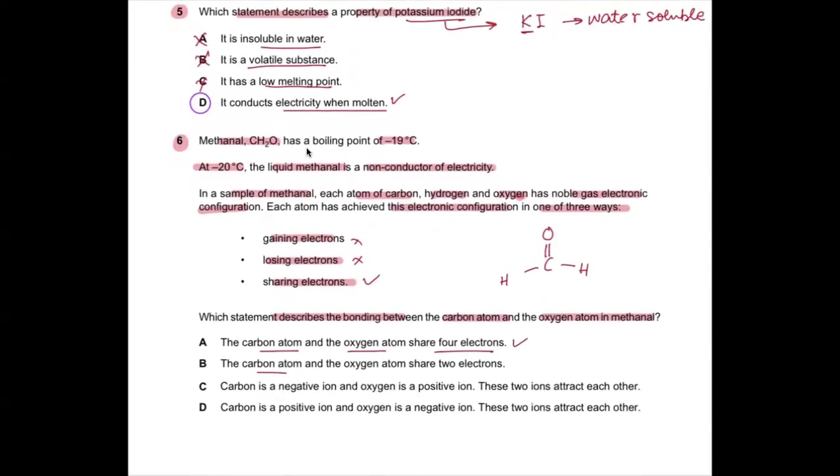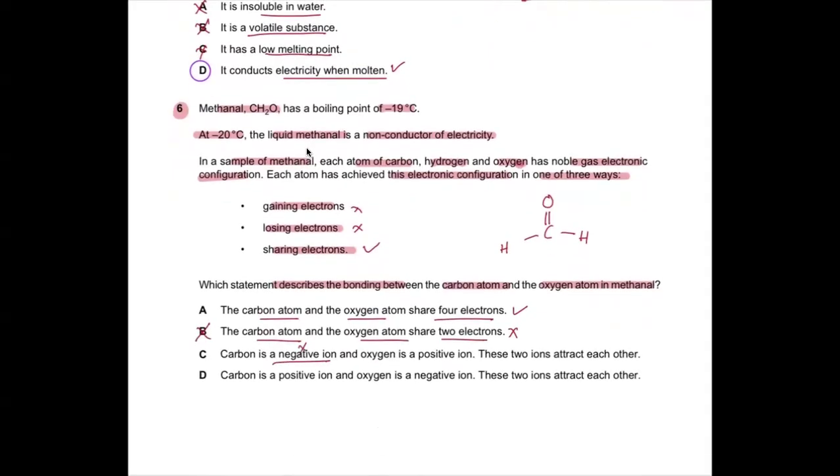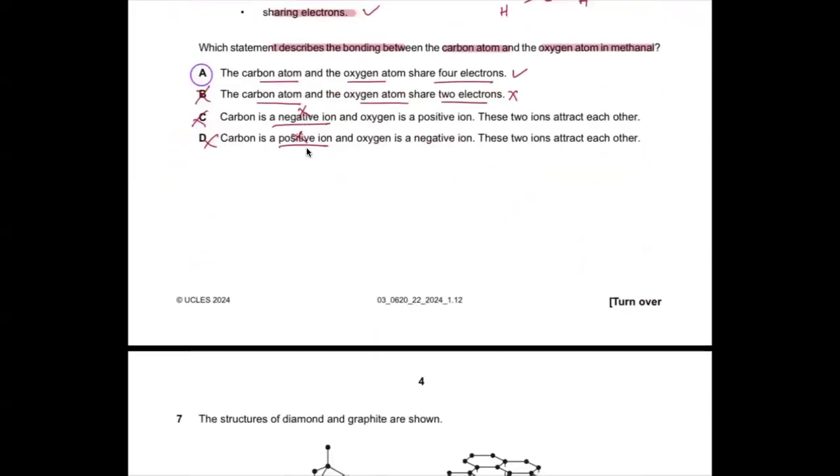It seems correct. The carbon atom and the oxygen atom share 2 electrons. No, there are 2 bonds. So not 2 electrons. 2 electrons are always involved in 1 bond, right? Carbon is a negative ion, not at all. The carbon and oxygen don't make ions. So C and D go wrong. So A is the correct answer. And we have seen that there is a double bond. So double bond means 4 electrons.